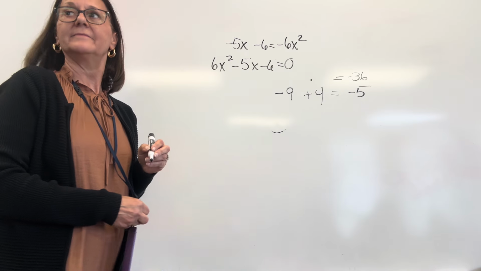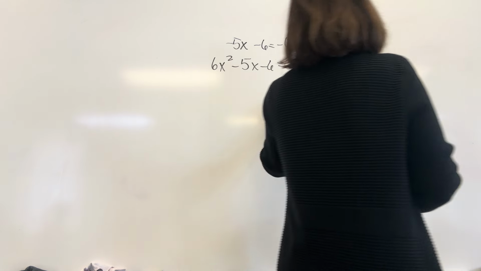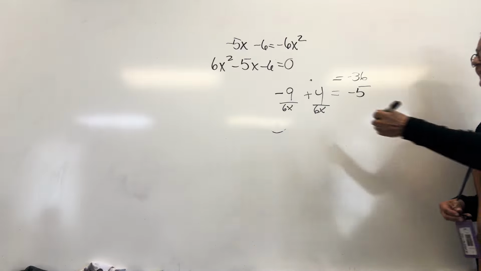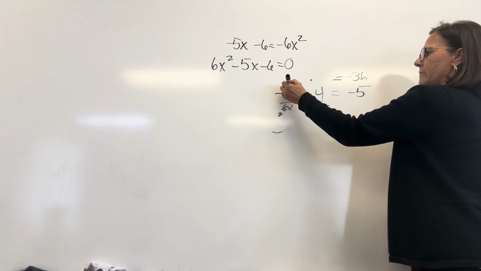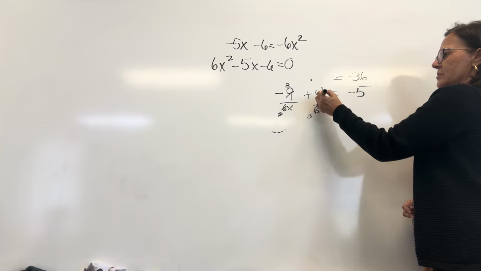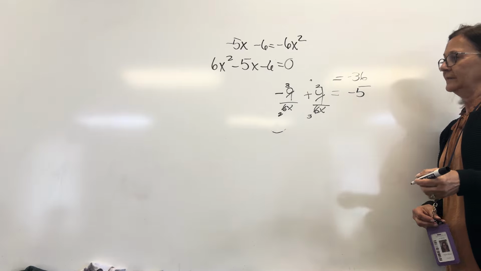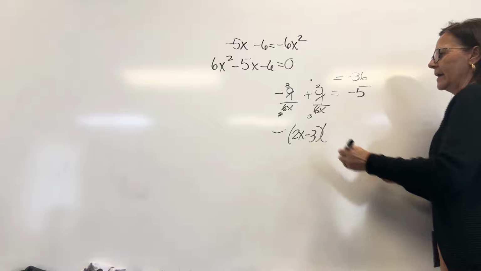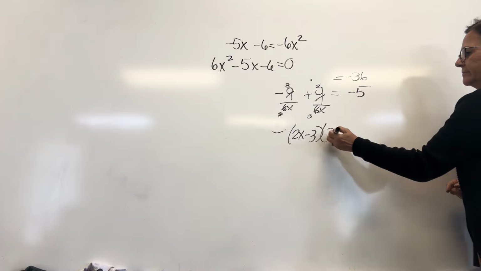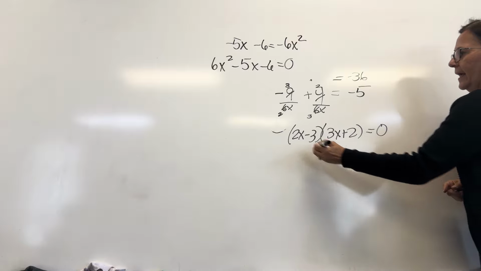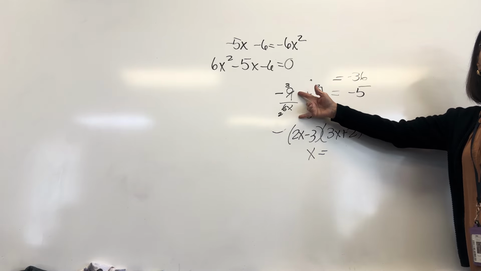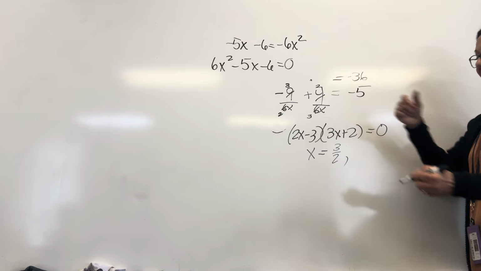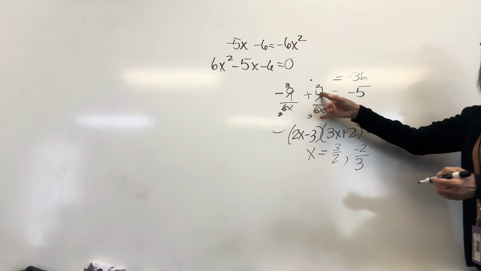What do I do next? Write it over 6x. What do I do next? Simplify. This one becomes 2. That one becomes 3. That becomes 3. That becomes 2. Read bottom to top. 2x minus 3 times 3x plus 2. And I know what x is. What's x? 3 halves and negative 2/3.